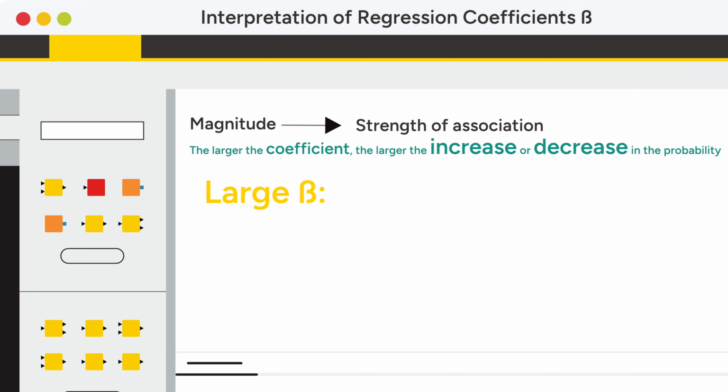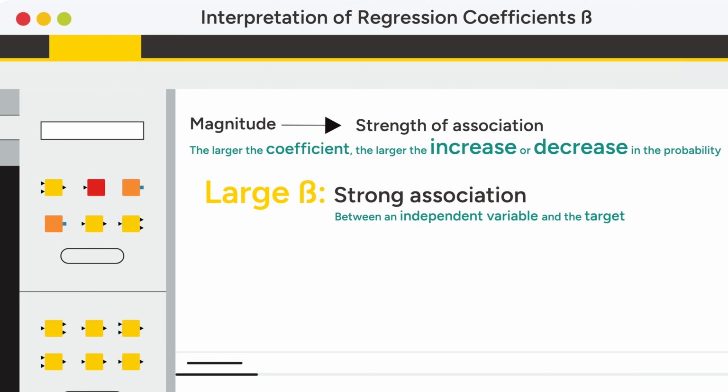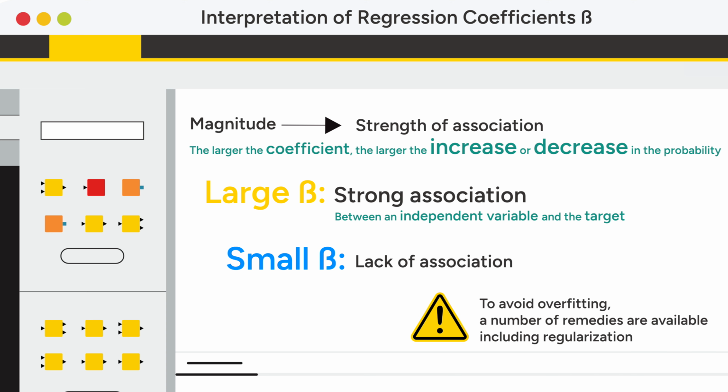Large coefficients may indicate strong association between an independent variable and the target. It also means that the model may be overfitting. To avoid overfitting, a number of remedies are available, including regularization.